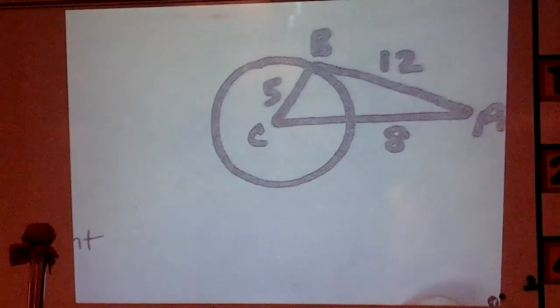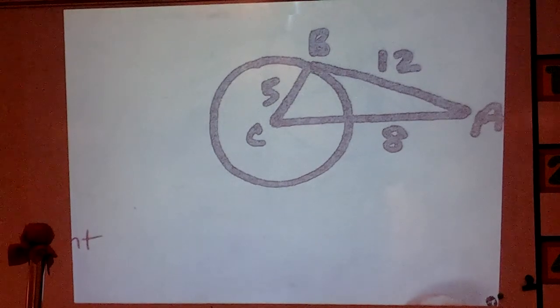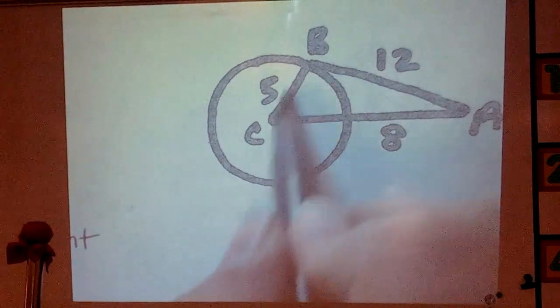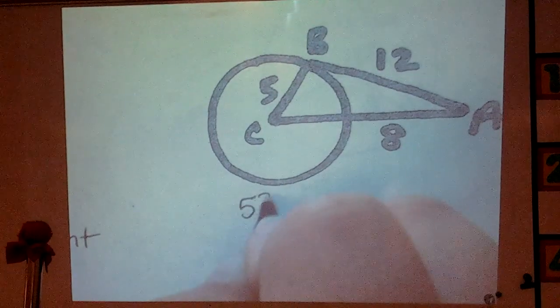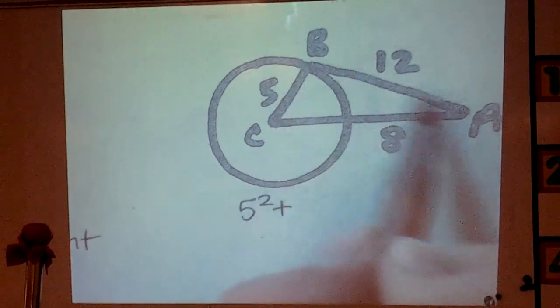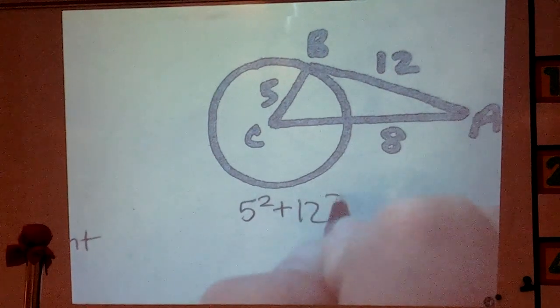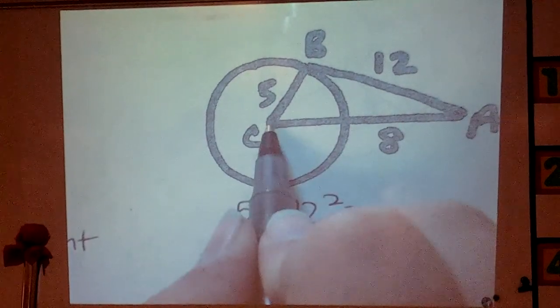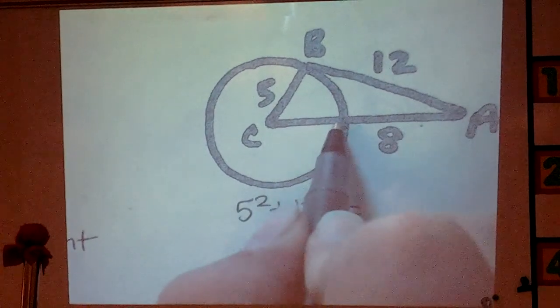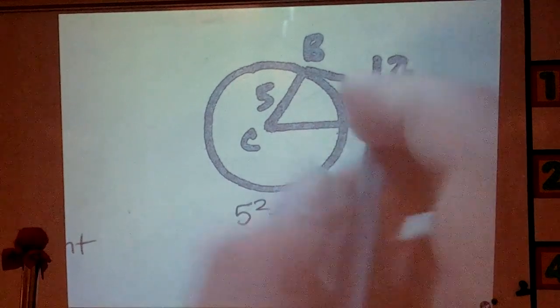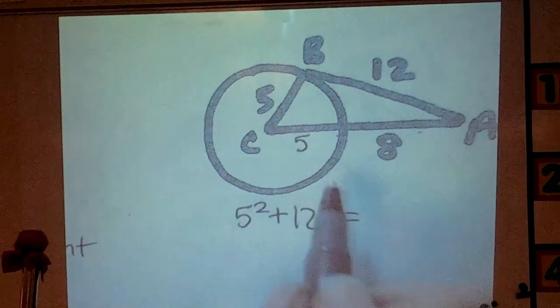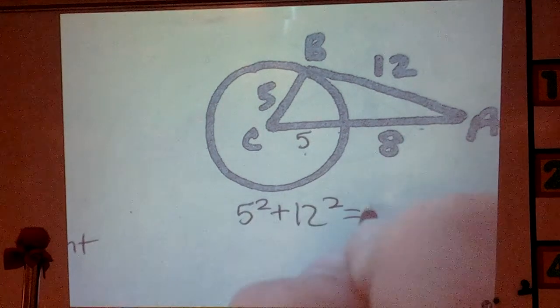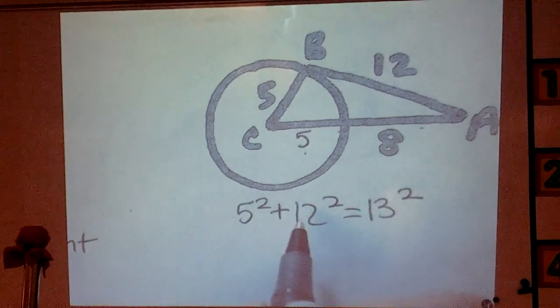We're going to do the same thing over here with this problem. So my first side is 5, so 5 squared, plus my second leg is 12, 12 squared equals my hypotenuse, but they didn't give me the whole hypotenuse. They only gave me 8. So I need to see that it's really 8 plus 5, which would give me 13.